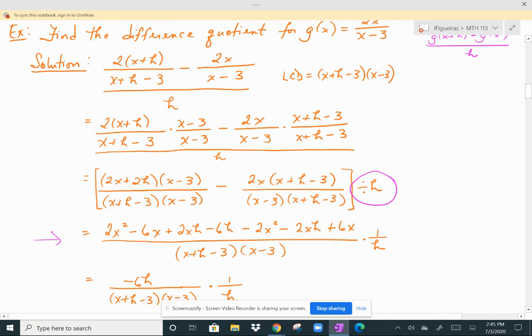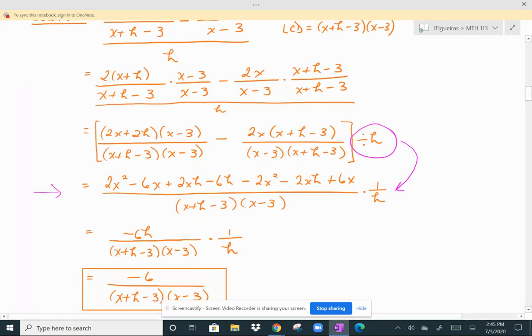And then dividing by h is the same as multiplying by the reciprocal of h. All right, so you learned that back in pre-algebra. That's how you handle fractions. So that's times 1 over h. And so now I have it all written as one single rational function because they have a common denominator.